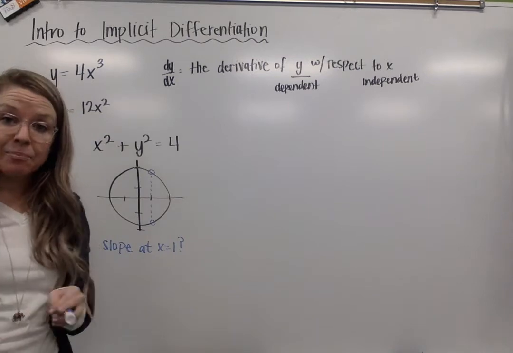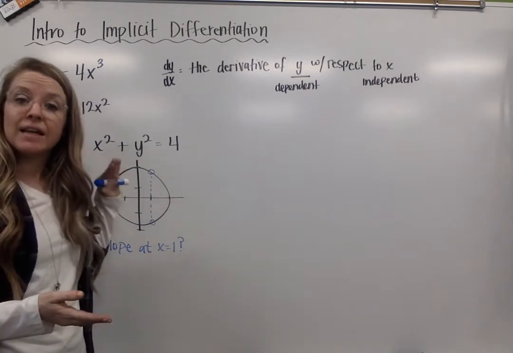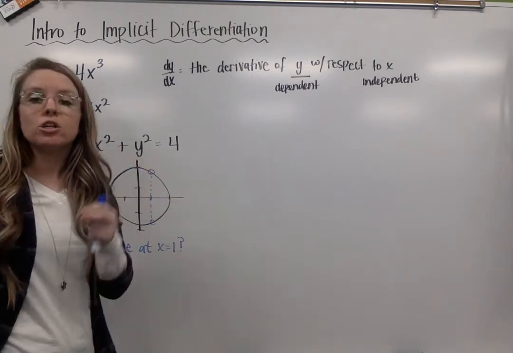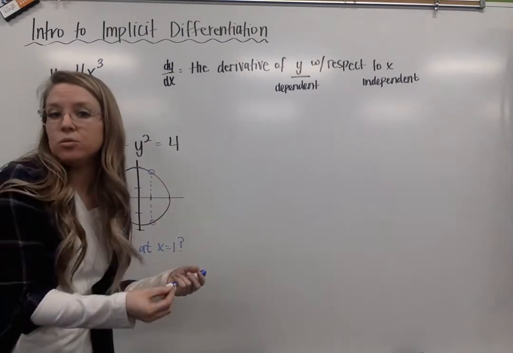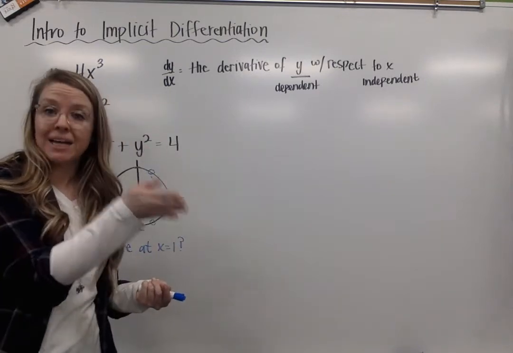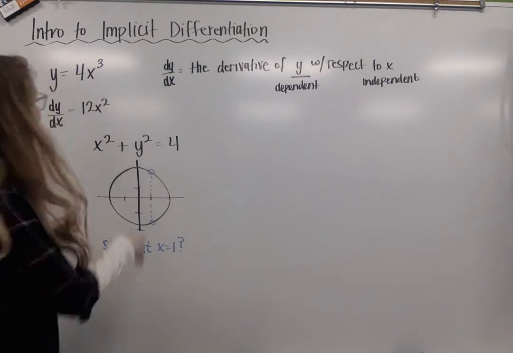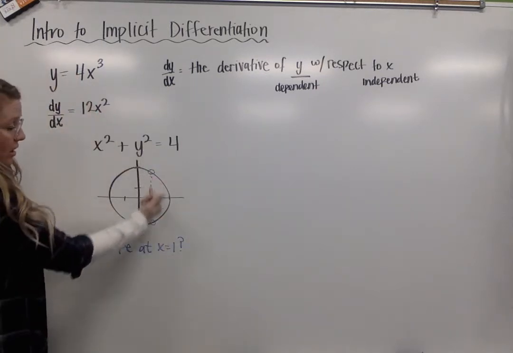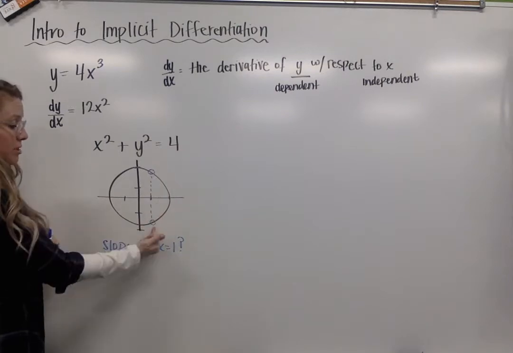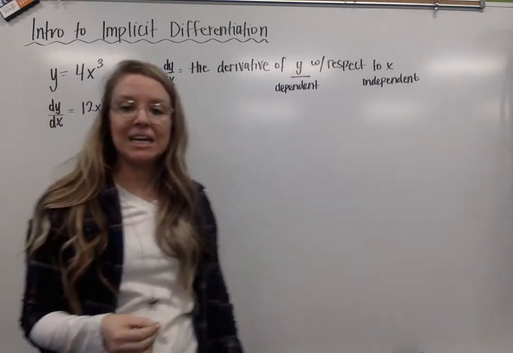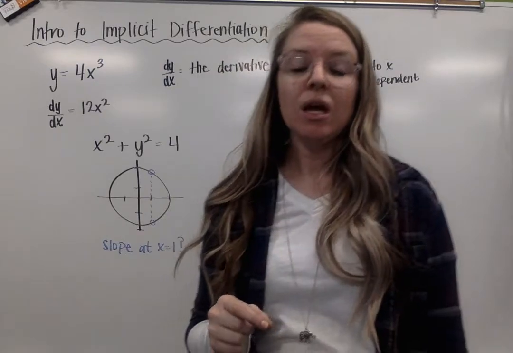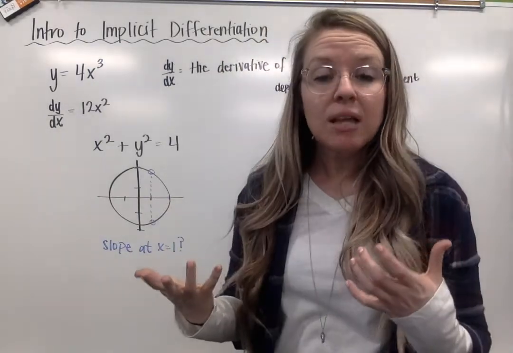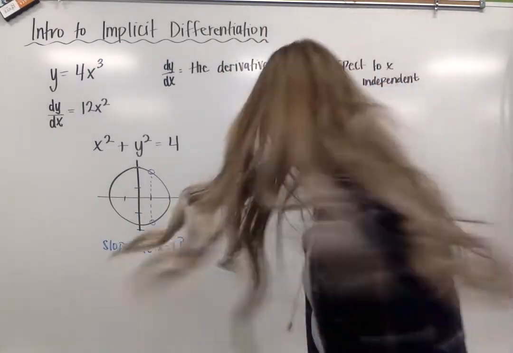The reason that's happening is because our function relies on this x and y. So our derivative is also going to rely on x and y. Here, I only need to know the x value. But here, clearly I need to know which point I'm talking about, which means I need my y value. So let's see what that looks like in derivative.